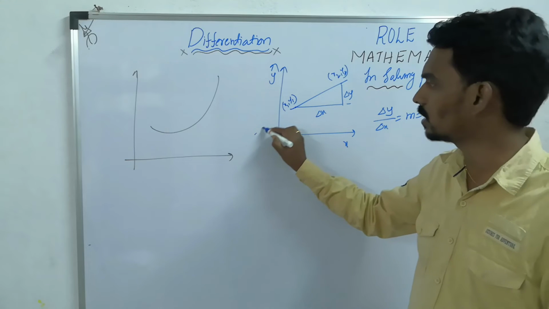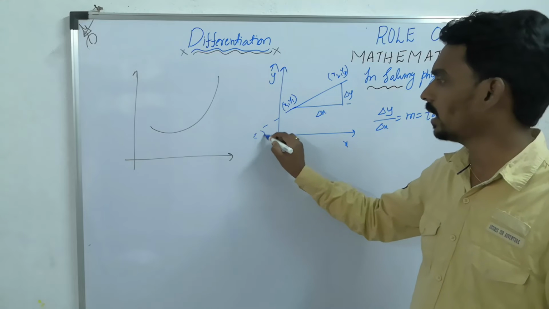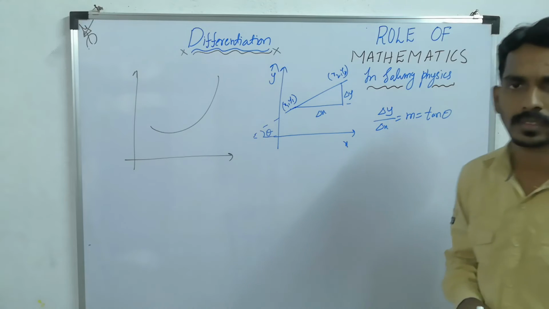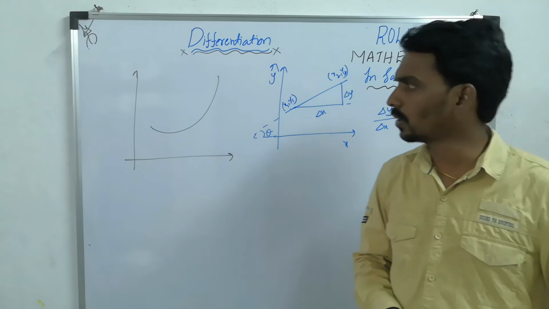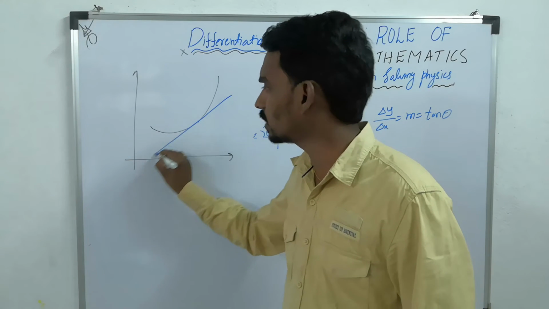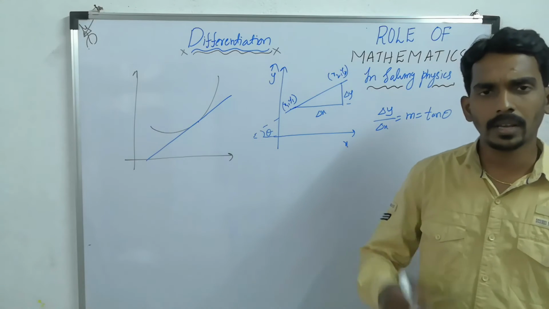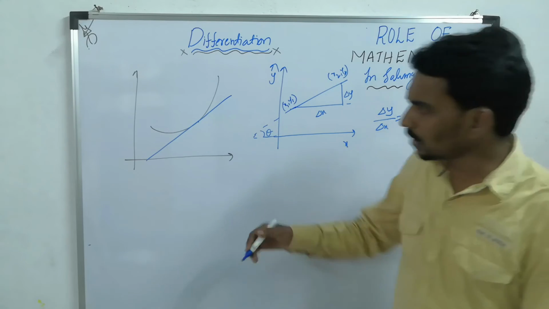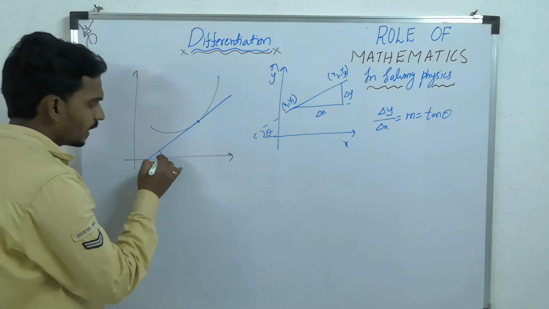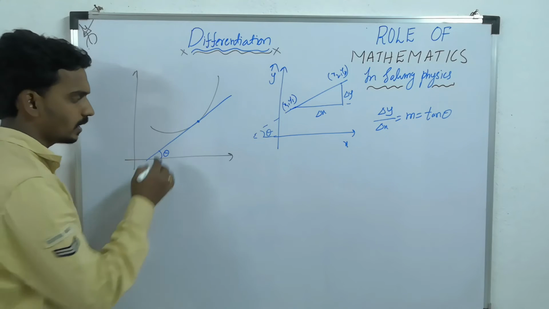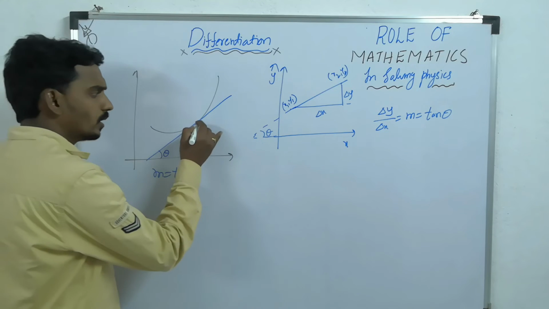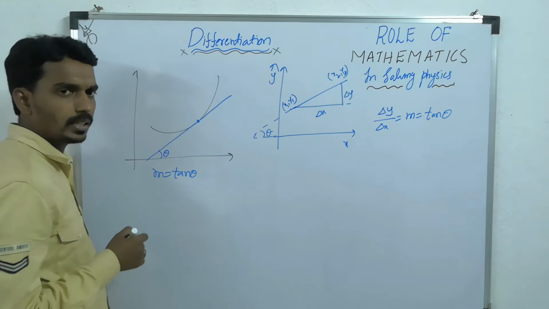What is this theta? Theta is the angle made by the graph with the positive x-axis. But here this is not a straight line, so you have to take one point, because the slope keeps changing. At every point there is a different slope. When you want to find the slope at one point, take the tangent and the angle made by the tangent. Then the slope will be tan theta.